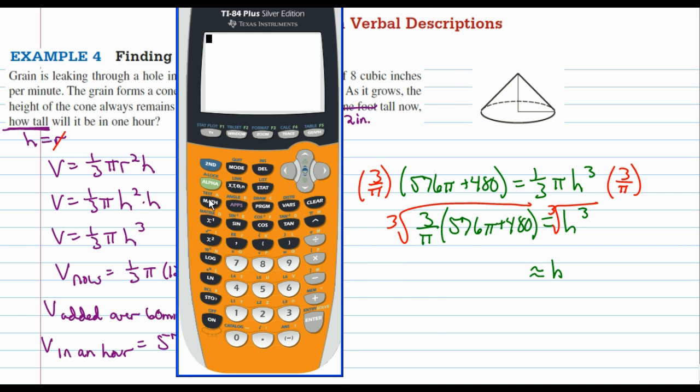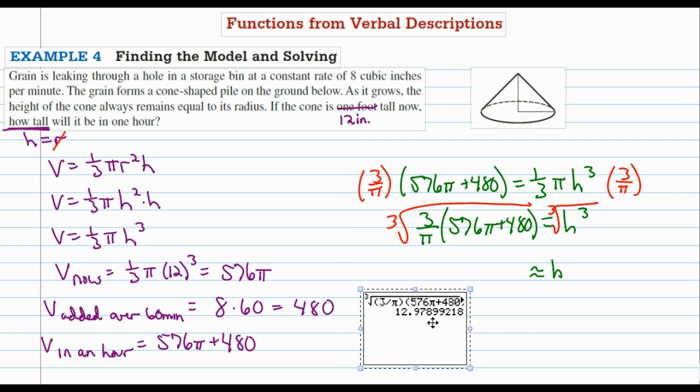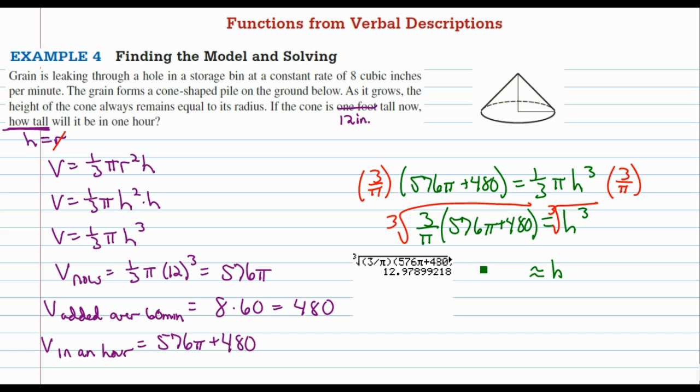So I want the cube root, so math number 4 is cube root of parentheses 3 over pi, close those parentheses, new parentheses, 576 pi, oops, that's e, plus 480, close the parentheses. I think that's all I want. I get the height is 12.98 inches high.